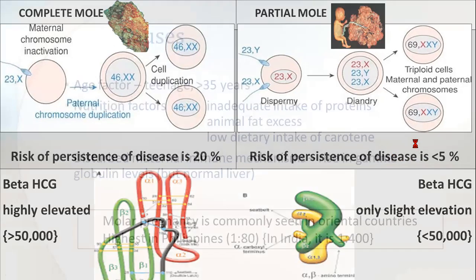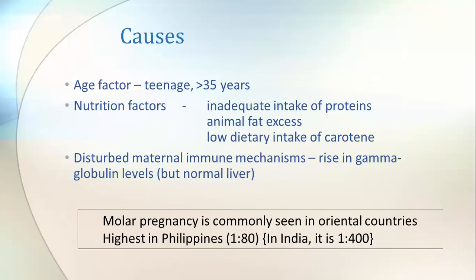Okay. Next, apart from the cytological abnormality, let us see what are the other causes which are important for development of the molar pregnancy. That is, in obstetrics, always the age factor is very important. That is, the patient may be of teenage pregnancies, that is of less than 18 years, or it may be of greater than 35 years, that is an elderly pregnancy.